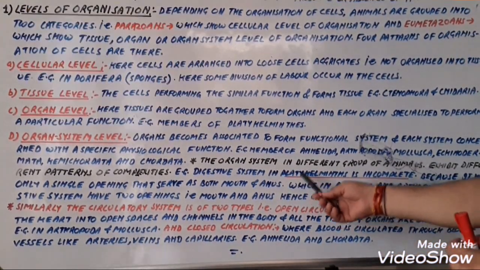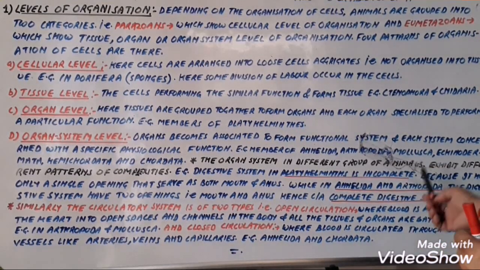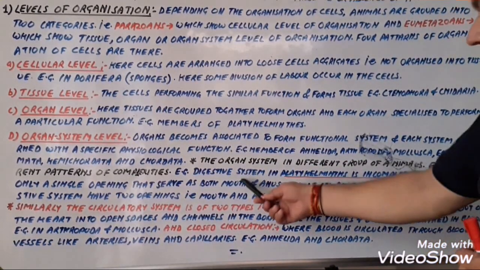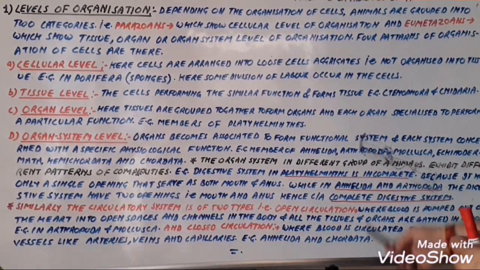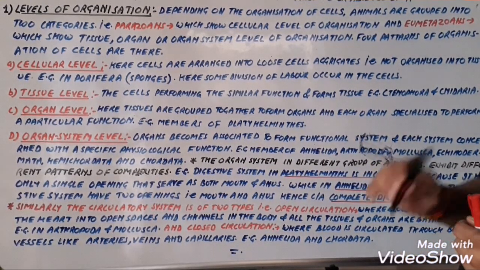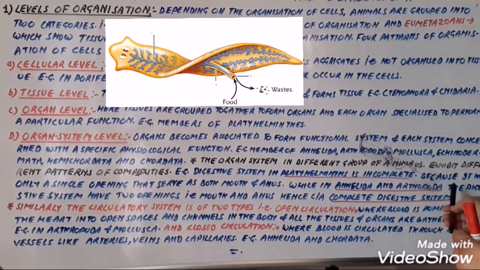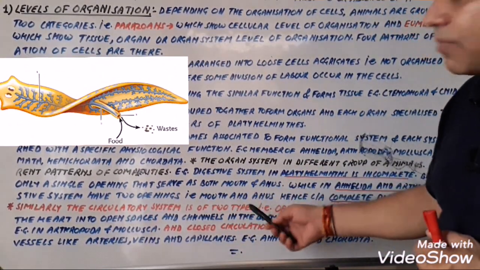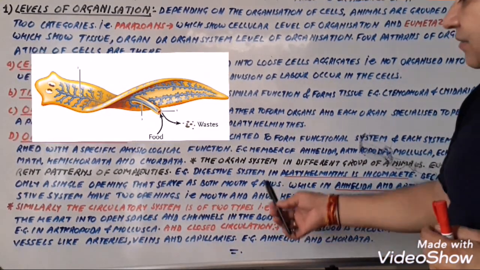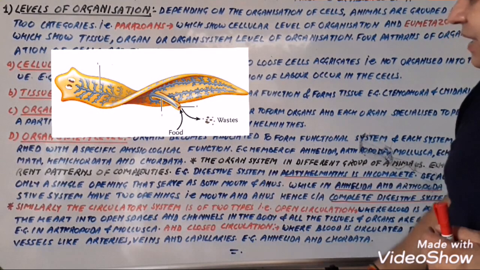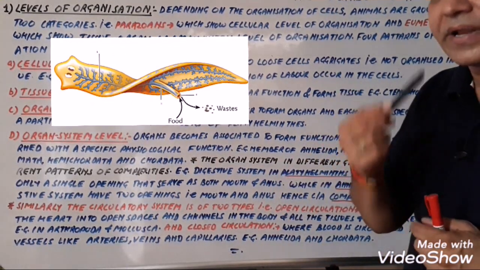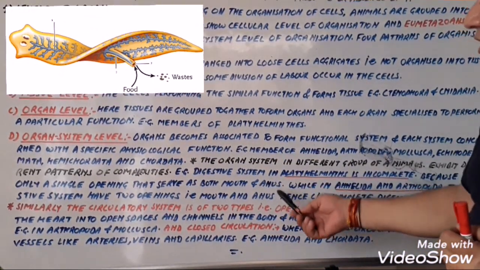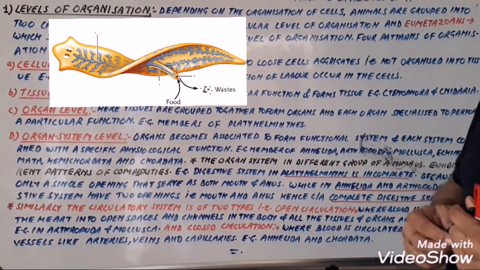Now, the organ systems in different groups of animals exhibit different patterns of complexity. For example, the digestive system in Platyhelminthes is incomplete. This is a very important point, because in Platyhelminthes there is only a single opening that serves as both mouth and anus. That is, in members of phylum Platyhelminthes, only a single aperture is there in the body, which shows the dual function, that is both mouth and anus. So this kind of digestive system is known as an incomplete digestive system.